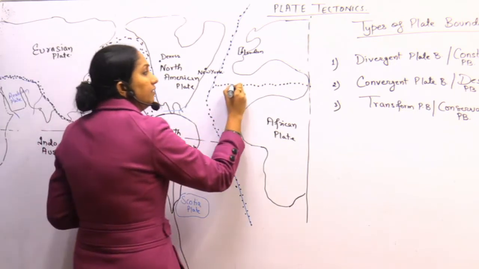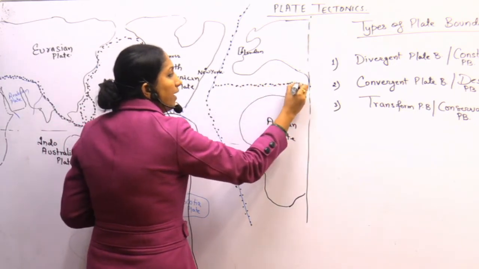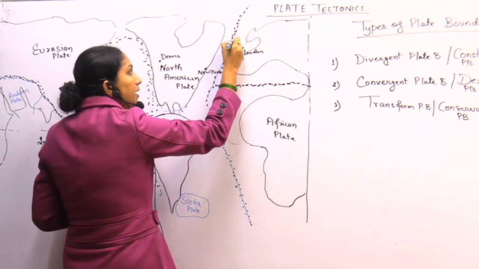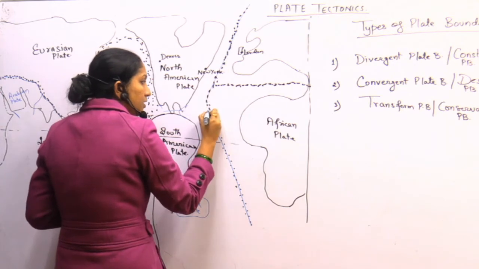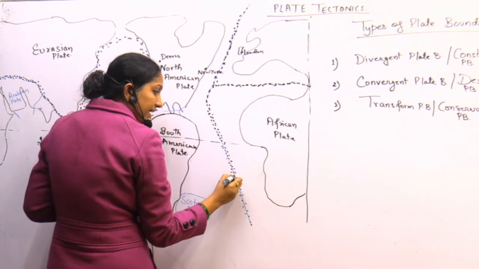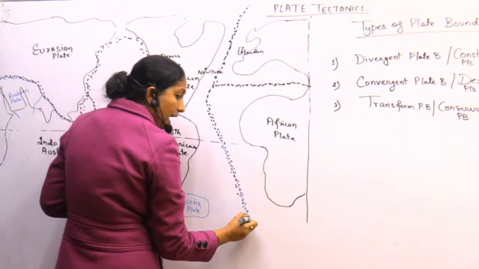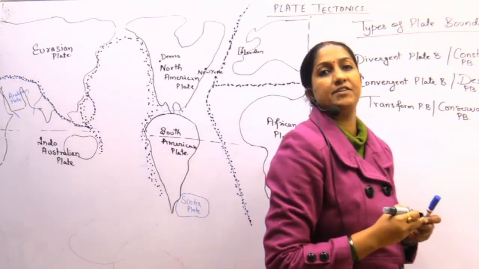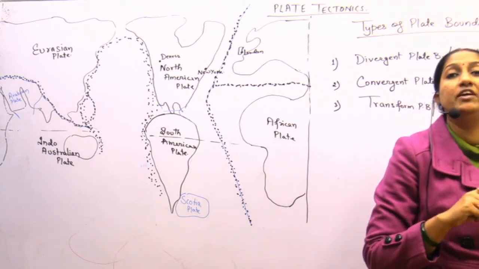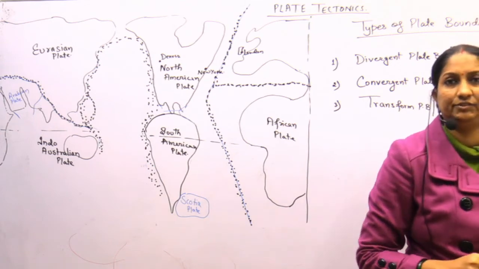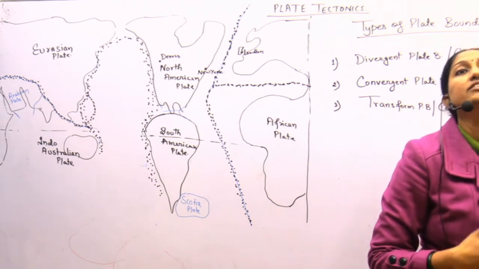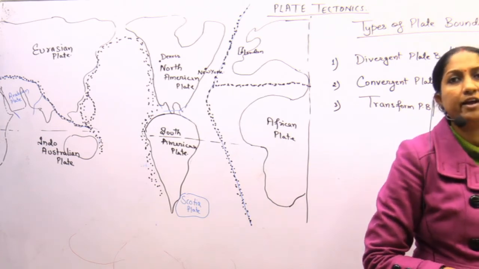And in this area, major volcanism occurs. Mount Etna, Mount Stromboli in Sicily are found in this area, and in this mid-Atlantic region. So in short, I can say the distribution of major earthquakes and volcanism coincides with the boundaries of these lithospheric plates. So this shows major tectonism occurs along the boundaries of these tectonic plates.